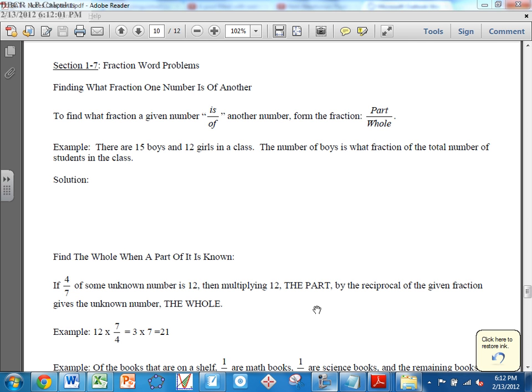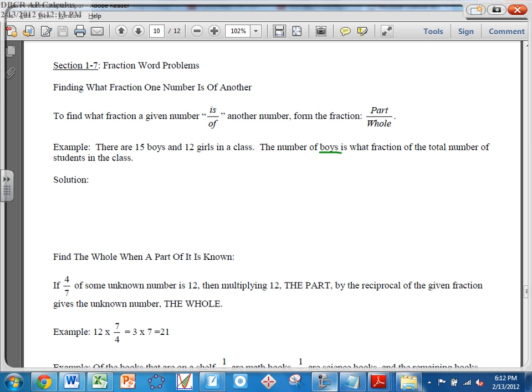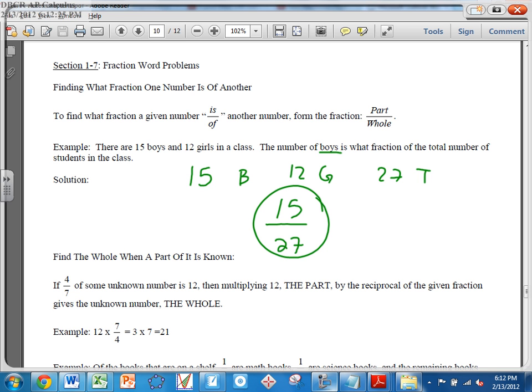So this is another one where we have parts out of wholes. The first example says if there are 15 boys and 12 girls in a class, the number of boys is what fraction of the total number? Very simple. There's 15 boys, 12 girls, yielding 27 total. So what is the fraction of boys? 15 over 27. Again, very low level problem. Reducing by a factor of 3 everywhere becomes 5/9. This would be more of an easy problem in the SAT. Now is the harder problem coming up next.